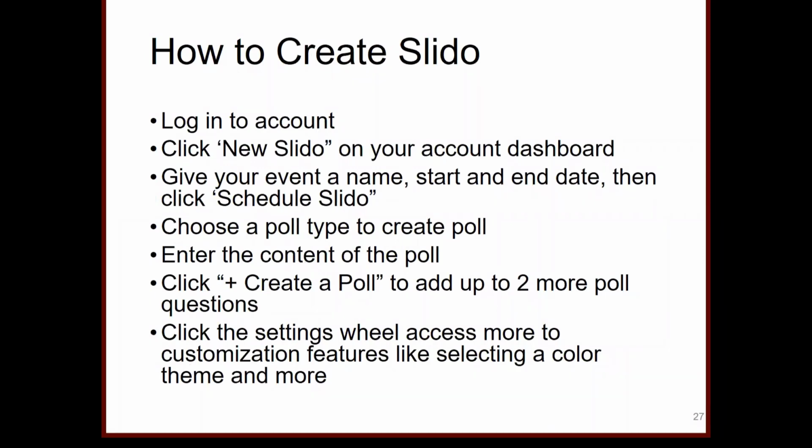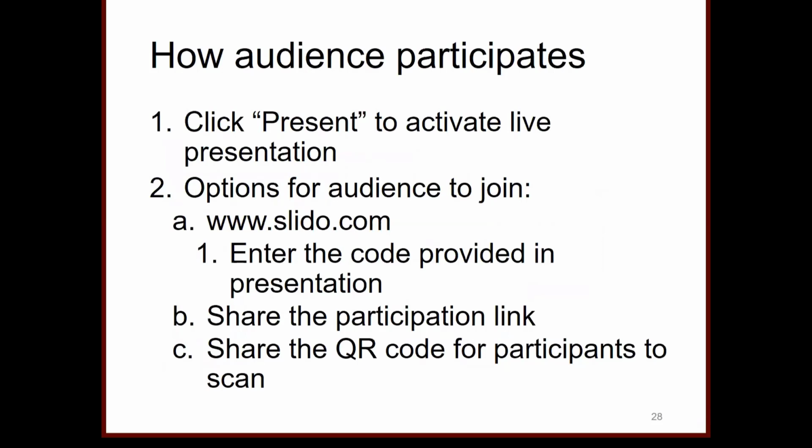So creating that Slido, these are the steps that you would follow, and we'll go over these steps because we're going to pop over to the live side. Once you have created your event, this is how your audience will participate. You have that direct link, the website and the join code, and then you also have the QR code that participants can scan. So you have 3 options to provide to connect and join into your presentation.